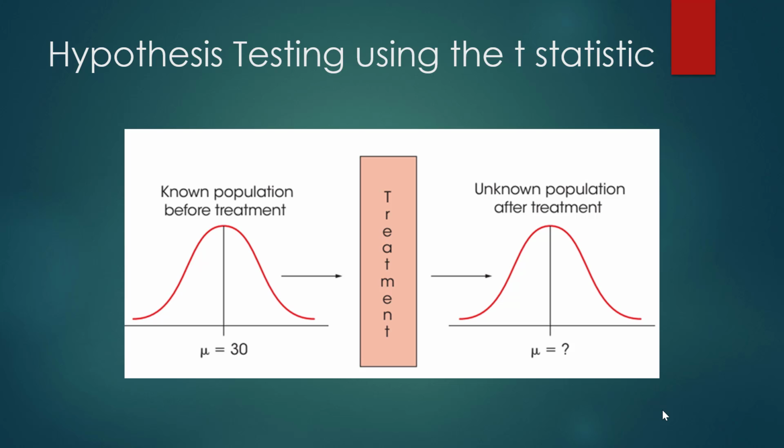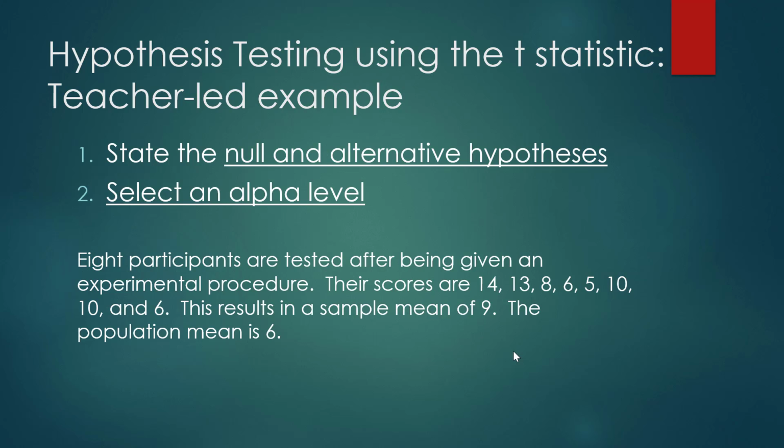And again, what we're talking about here is we have a population before the treatment where we know that population mean. They undergo treatment, and then afterwards we don't necessarily know. We want to know what did that population mean change. So the first 2 steps are stating the null hypothesis and alternative hypothesis and selecting an alpha level.